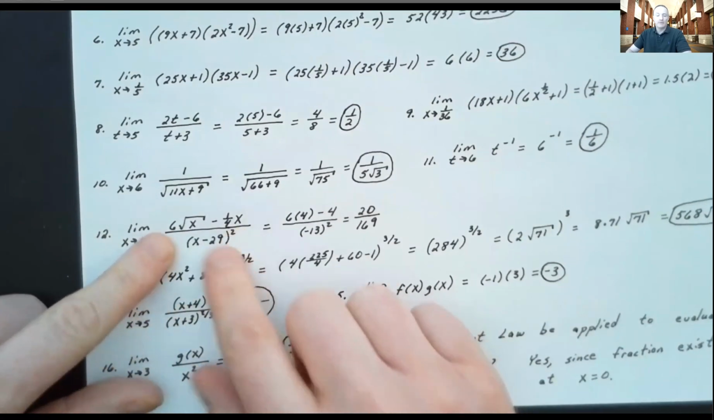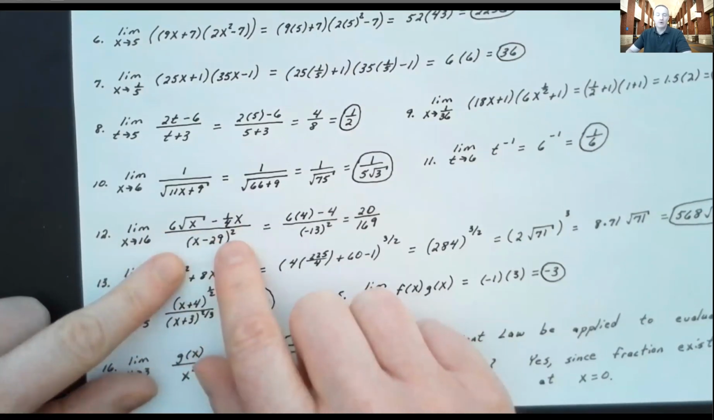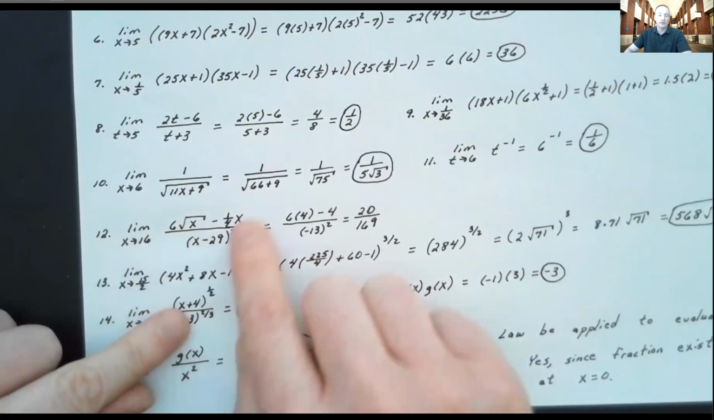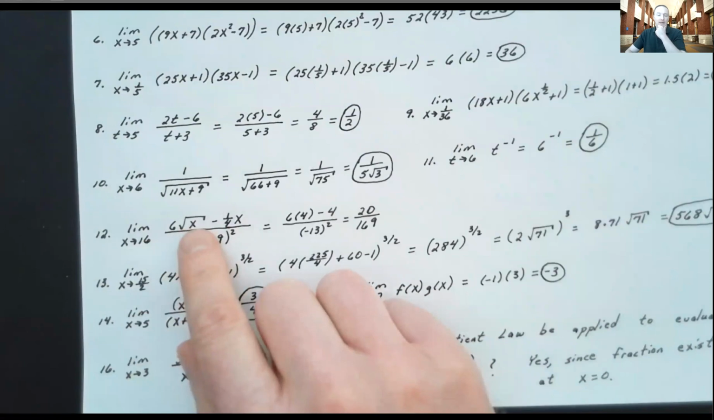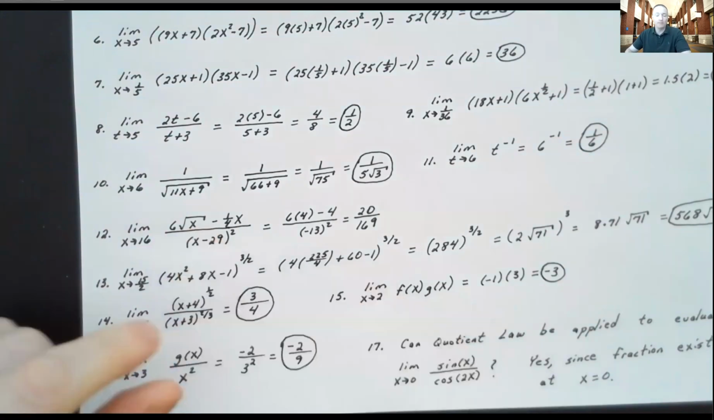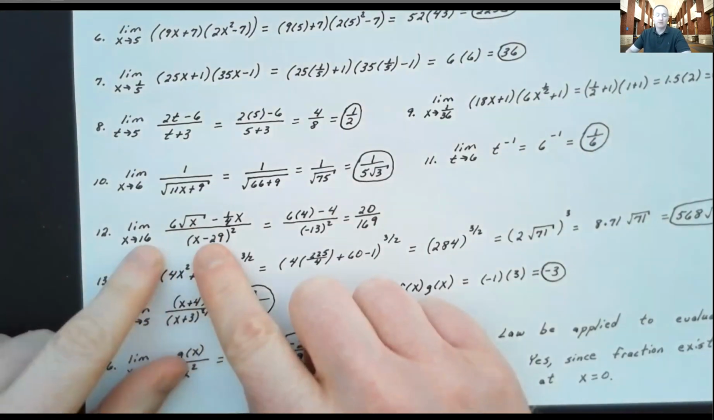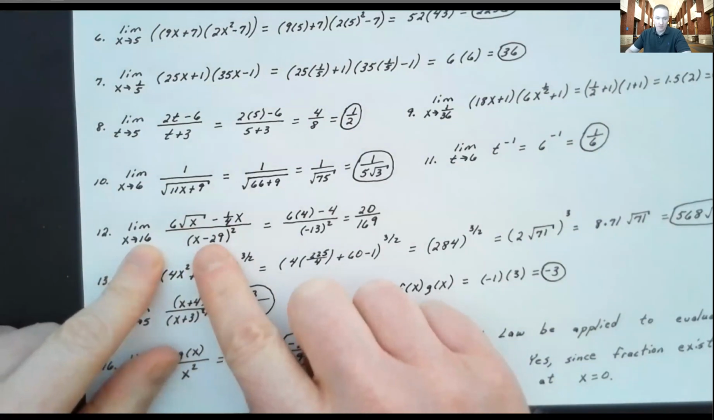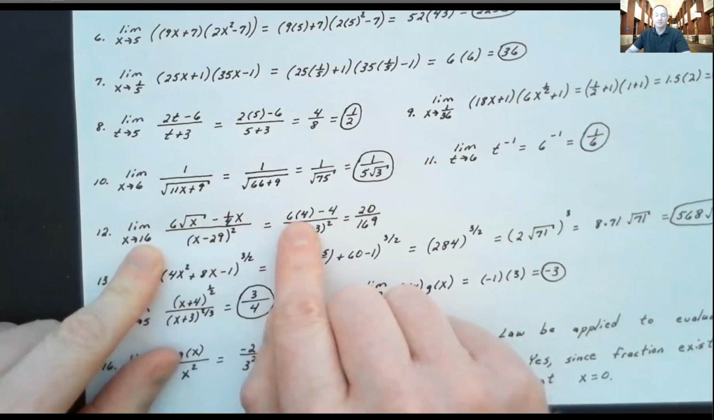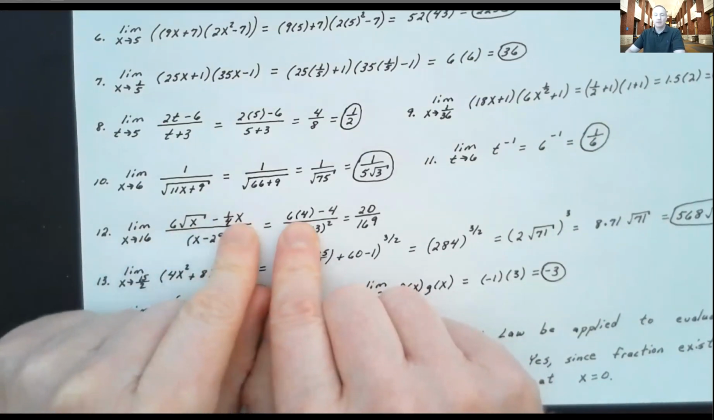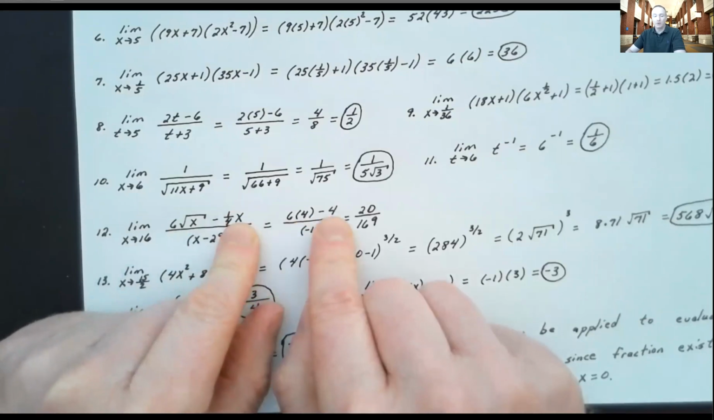I like number 12. So we have a radical, a linear, and a quadratic all within a rational expression. So we say, well, all right, as long as the term inside the radical isn't a negative, and as long as the denominator isn't a value of 0, this problem should be fine to evaluate at 16. So we can. The square root of 16 is 4, so I get 6 times 4. And my second term in the numerator becomes minus 1/4 times 16, which is minus 4.